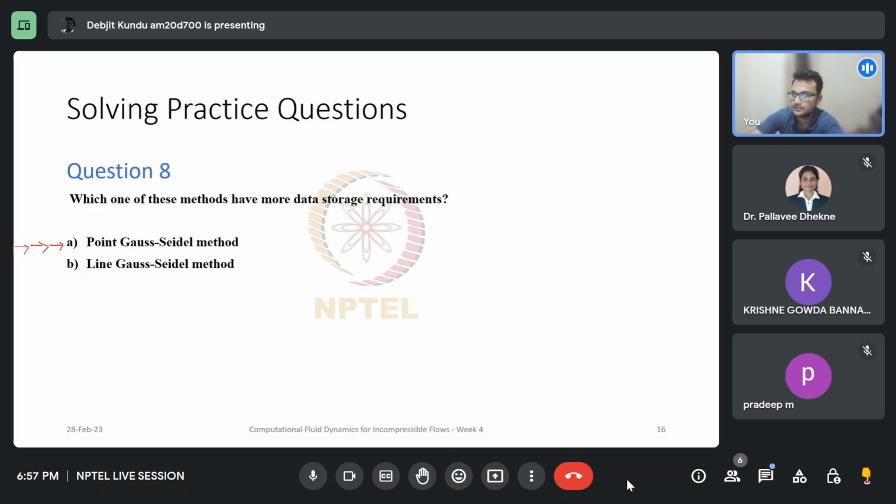Now let's have a look at the solution. I'm contradicting you again. It is option B, the line Gauss Seidel method, and the reason for that is something that we discussed earlier. In this case, there are i minus 1 comma j, i comma j, then i plus 1 comma j. So there are multiple unknowns in each equation, and multiple equations which are written down in this form.